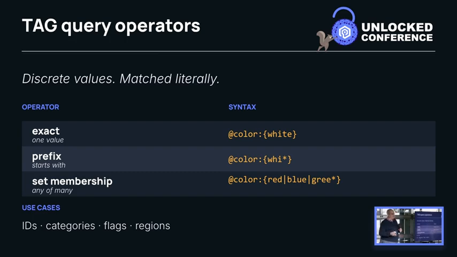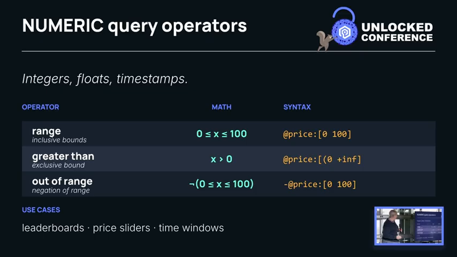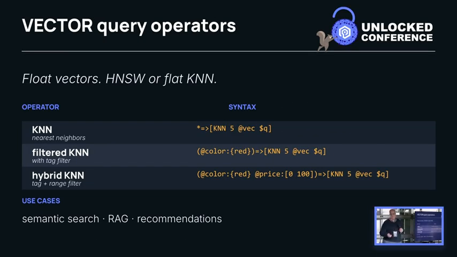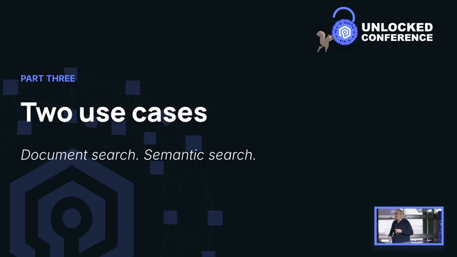Tags are enumerated things that you can do prefix and suffix searches on. Numeric is range queries, just a number, timestamp, counts, anything like that. And then vectors, which of course is a whole separate discussion on its own.